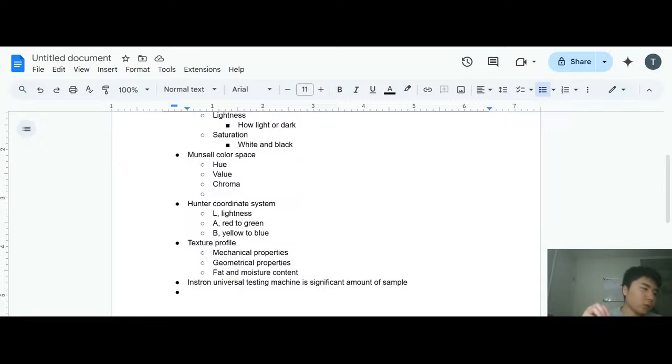Puncturometer. Let me Google it. Puncturometer. What is this? This is puncturometer.